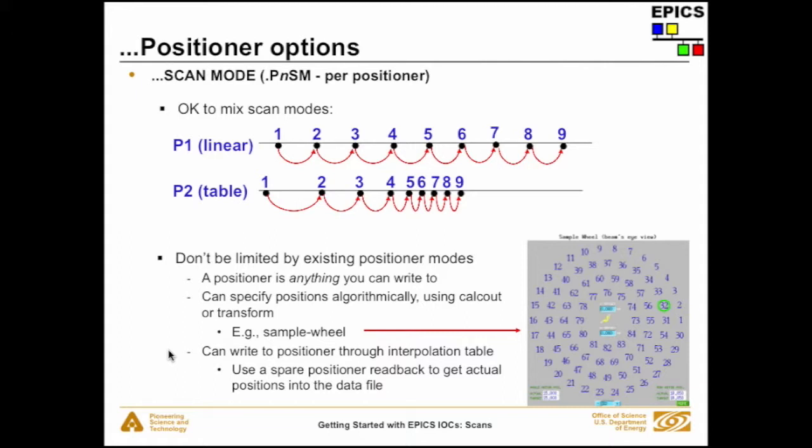And the other thing is, this becomes more flexible when you realize that a positioner can be anything you write to. It can be a database. So you write a number to a database, and in this case, if you write the number 32, what the database is actually going to do is rotate and translate that sample wheel so that that sample comes into position. So it's not a motor really you're writing to, but you're selecting a sample, and you can do that kind of stuff with a scan record. You can also write to a positioner through an interpolation table, and I'll describe those next week in the talk about calcs.